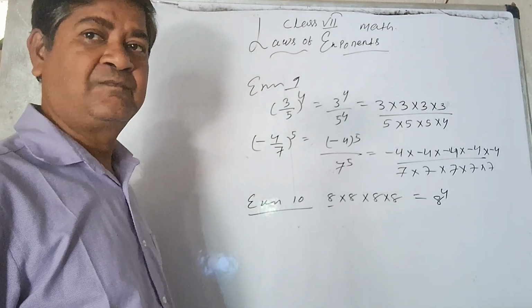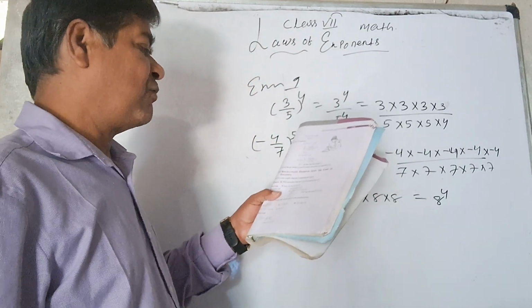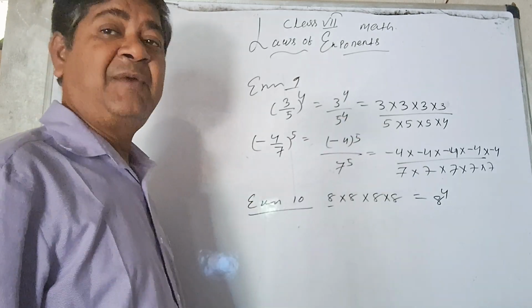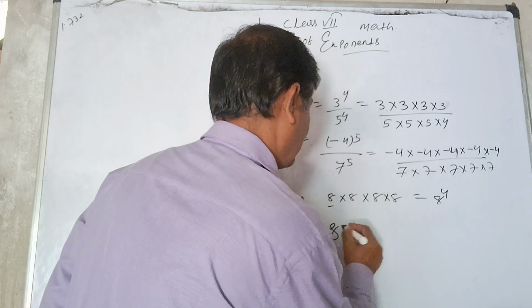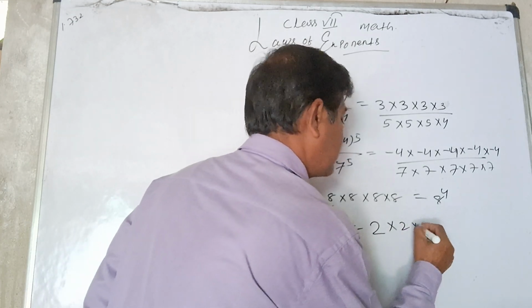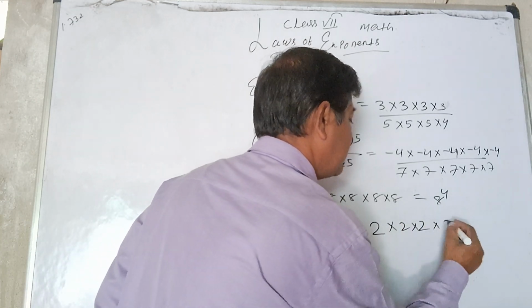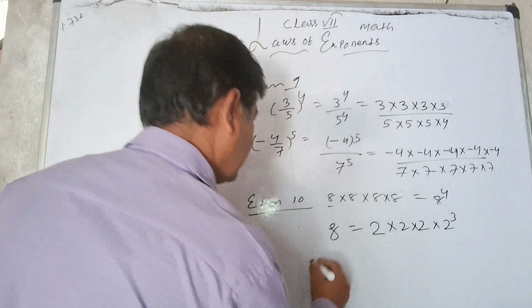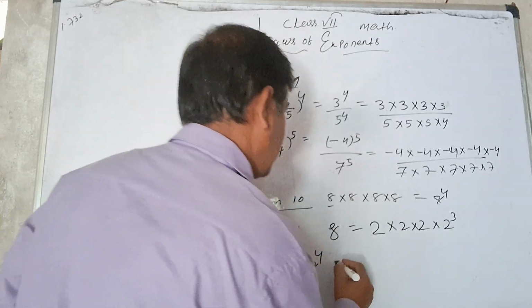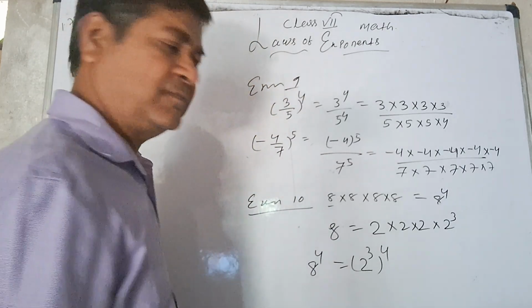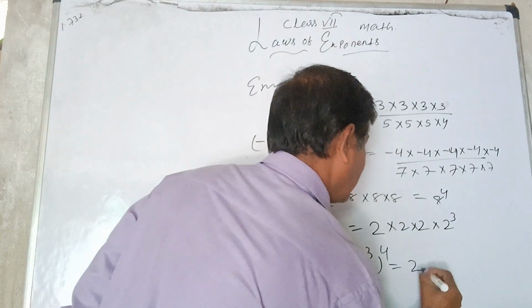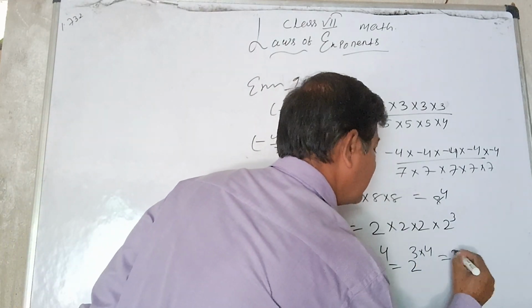Example 10. The question is taking base of 2. That means 8 equals 2 into 2 into 2, which is 2 to the power 3. So 8 to the power 4 will be 2 to the power 3 whole to the power 4. The answer will be 2 to the power 3 into 4, equal to 2 to the power 12.